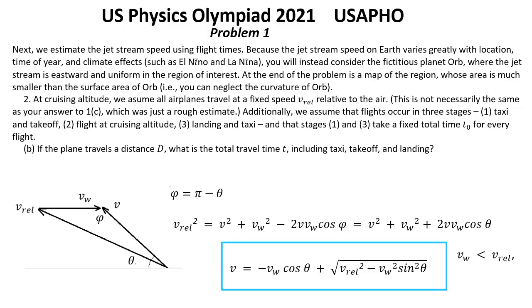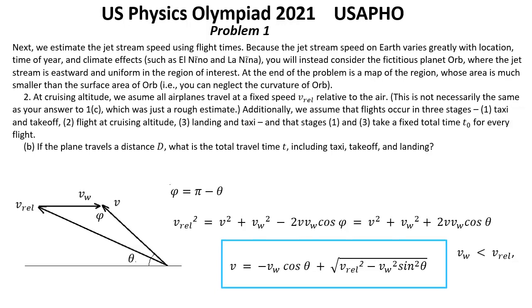Question B. If the plane travels a distance d, what is the total travel time t, including taxi, takeoff and landing? Solution for question B. The answer is given by t equals d over v plus t_0, where v is our answer to part A, this one. So that was the solution for question B.